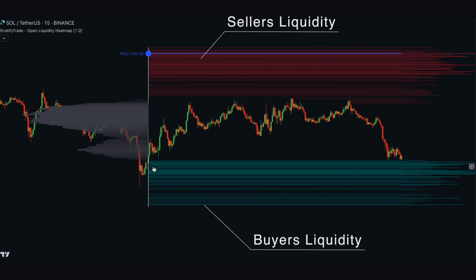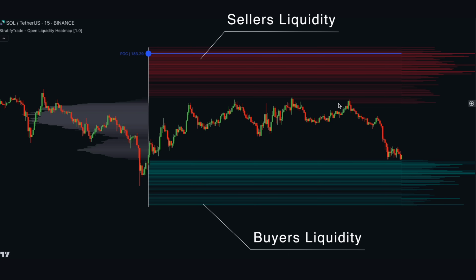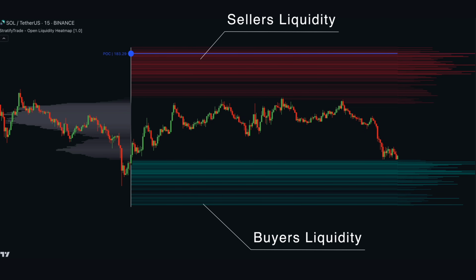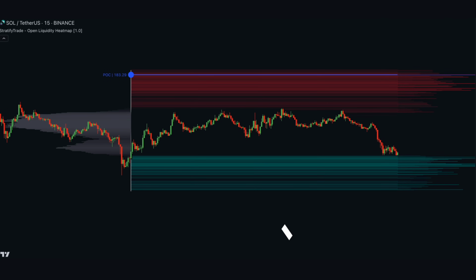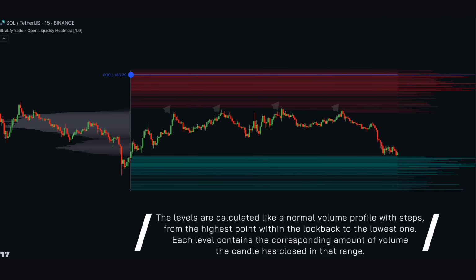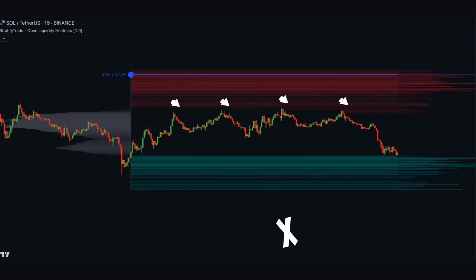Unlike any other liquidity heat map, this aims to accumulate liquidity at specific levels that build up over time, showing larger areas of liquidity. The levels are calculated like a normal volume profile with steps, from the highest point within the lookback to the lowest one. Each level contains the corresponding amount of volume the candle has closed in that range.